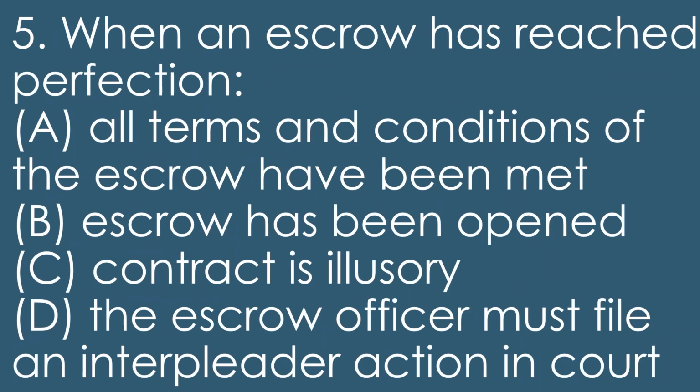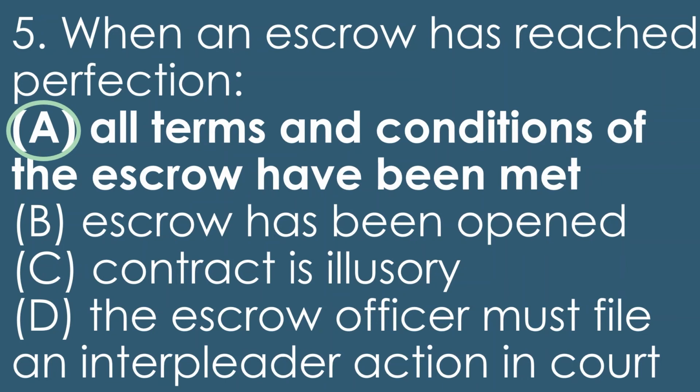5, when an escrow has reached perfection, A, all terms and conditions of the escrow have been met, B, escrow has been opened, C, contract is illusory, D, the escrow officer must file an interpleader action in court. Well, we're talking about escrow when it has reached perfection or it has been perfected. It's kind of self-explanatory, but it might be harder than you think. It's really just saying, when has escrow been completely satisfied? Everything that should be done has been met. So the things that needed to be done have been completed. So the best answer is that all terms and conditions of the escrow have been met. That is the correct answer.